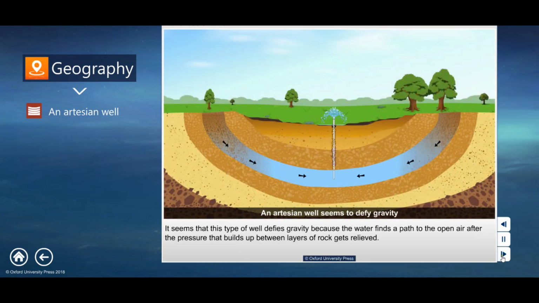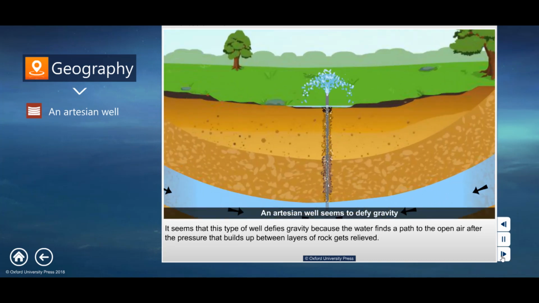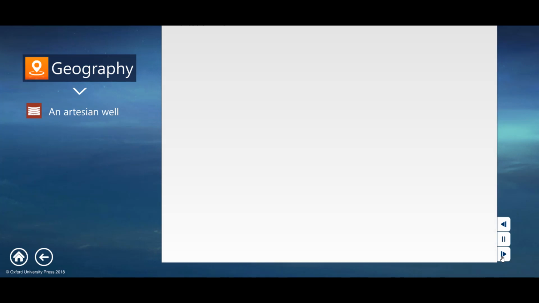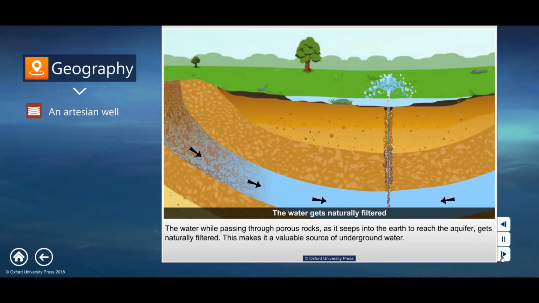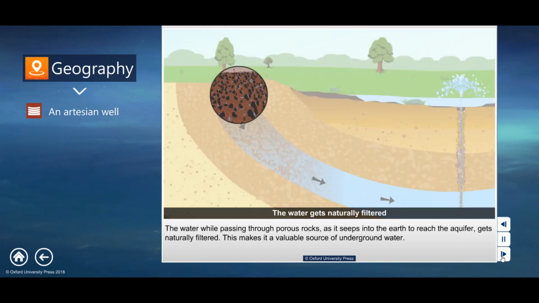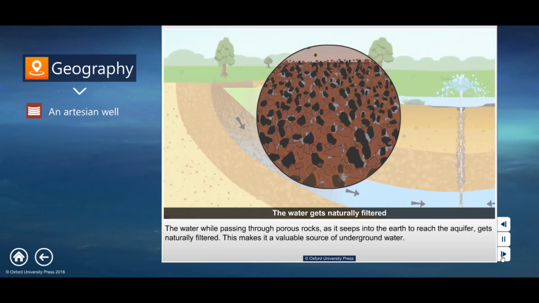It seems that this type of well defies gravity because the water finds a path to the open air after the pressure that builds up between layers of rock gets relieved. The water, while passing through porous rocks, as it seeps into the earth to reach the aquifer, gets naturally filtered. This makes it a valuable source of underground water.